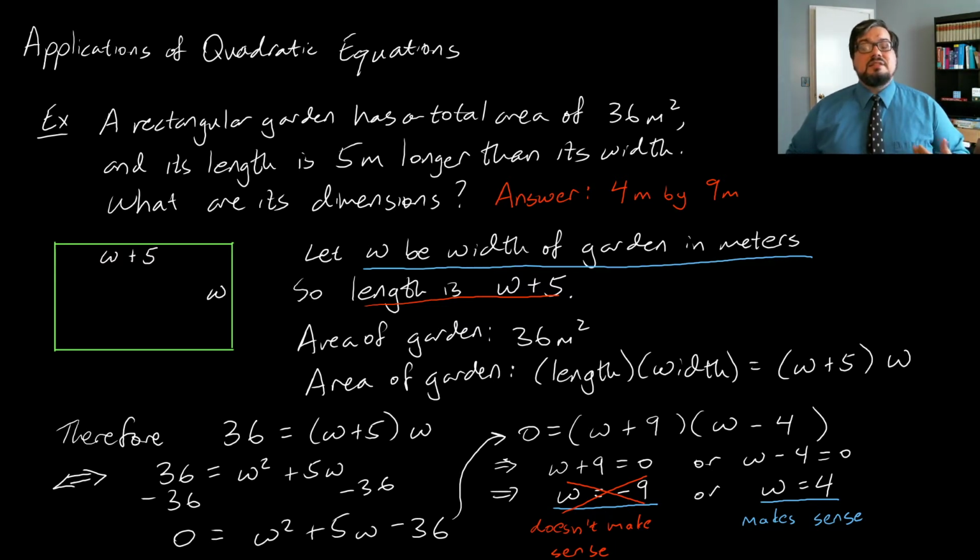Now, in this case, it's easy to go back and check to make sure that the answer that we've got is a solution to the original problem. We want to make sure that a garden with a dimension of 4 meters by 9 meters has a total area of 36 square meters, and it does, because 4 times 9 is 36. And we want to make sure that the length is 5 meters longer than its width. And it is, because 9 meters is 5 meters more than 4 meters. So, we have our answer, but notice that we had to throw out one of the numbers that we got. This is a very common thing that we run into when doing applications of quadratic equations.